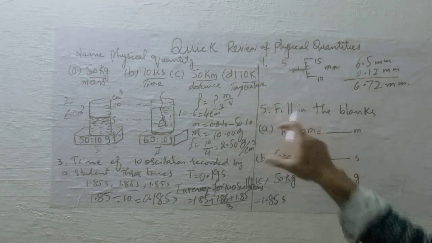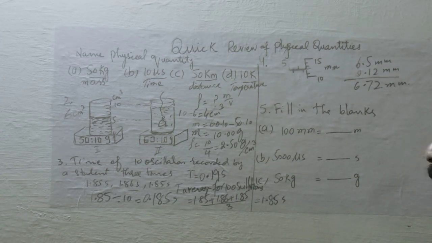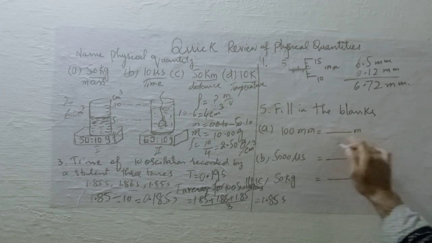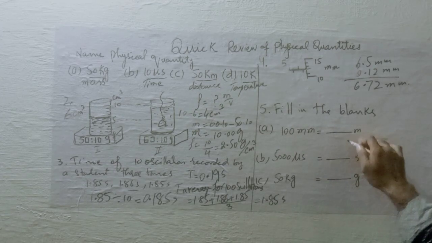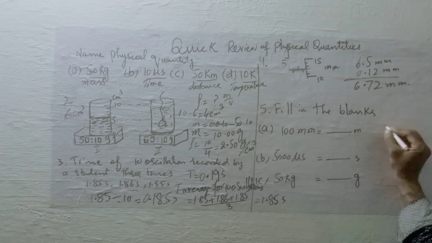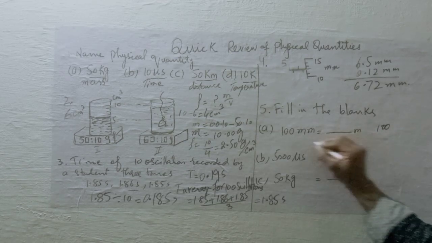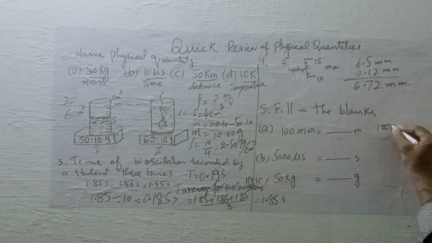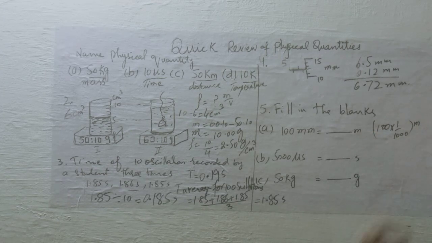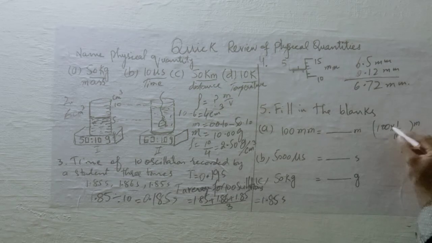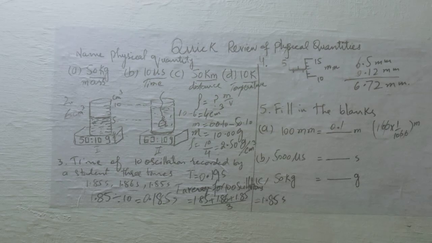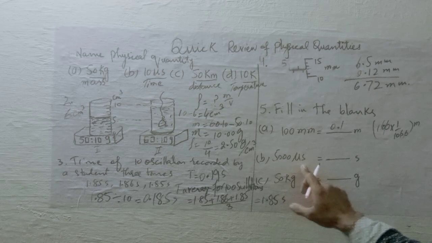That's fine. The fifth question is about the conversion. 100 mm, you are to convert it into meters. So working for this question, 100 and milli stands for 1/1000. So we will work this and the answer will be in meters. If I cancel these two, 1 by 10, that is 0.1 meters.